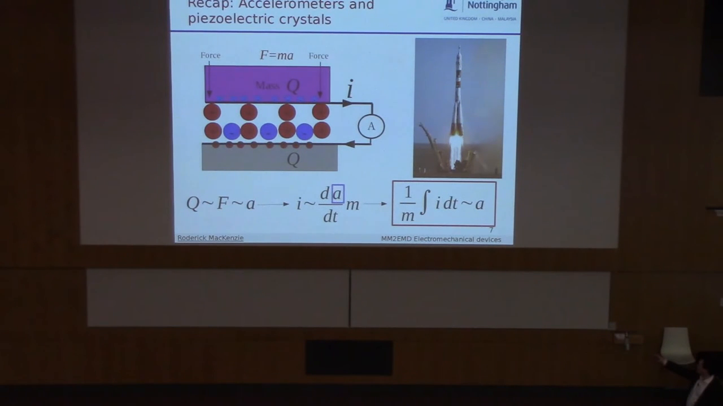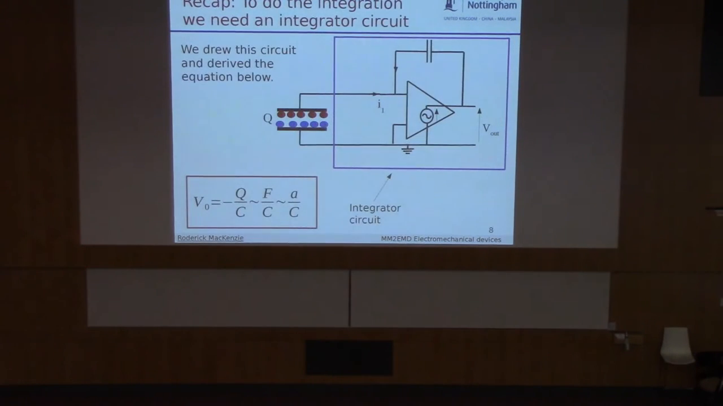If we rearrange this equation to get A on its own, we can integrate both sides. We've got the integral of I dt, and 1 over m is proportional to the integral of I dt, which is proportional to A. So if we integrate the current that comes out of our crystal with respect to time, we can get the acceleration, or something proportional to it. This can help figure out where our rocket is, whether it's upright, or whether the car's crashed and we should deploy the airbag. This is all just recap from a couple of lectures ago.